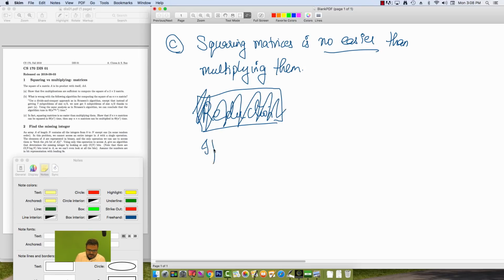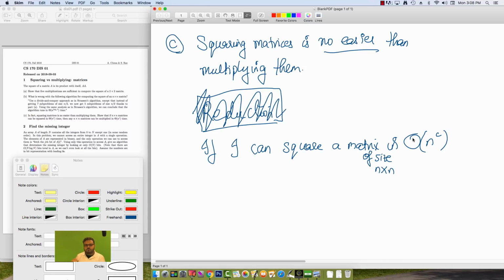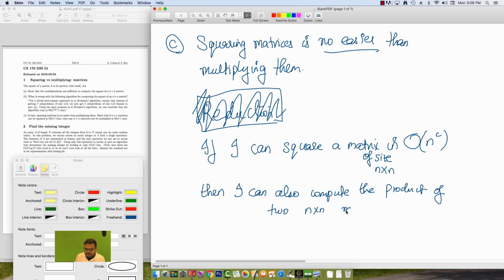What I mean by that is, if I can square a matrix in some polynomial time, so in some n to the power c time, of course, squaring a matrix of size n cross n in O(n^c), some polynomial time, then I can also compute the product of two n cross n matrices in O(n^c) time, right?